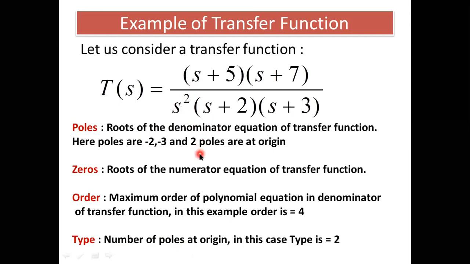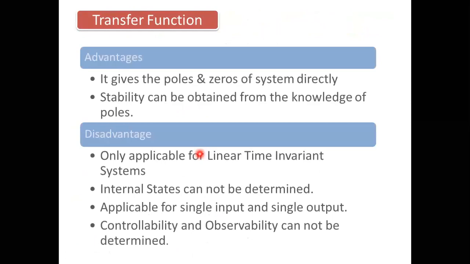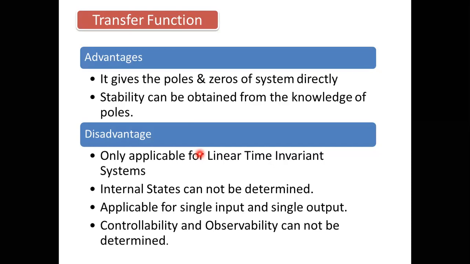Moving ahead, what are the advantages and disadvantages of the transfer function? As you are aware, with the help of the transfer function we can analyze the number of poles, number of zeros, type of the system, order of the system, how many storing elements there are, and the order of the differential equation. The disadvantages are that it is only applicable for linear time invariant systems, internal states cannot be determined, and it is applicable for single input single output. If we have multiple input multiple output systems, then we have to decouple them into single input single output systems. Controllability and observability also cannot be determined with this methodology.